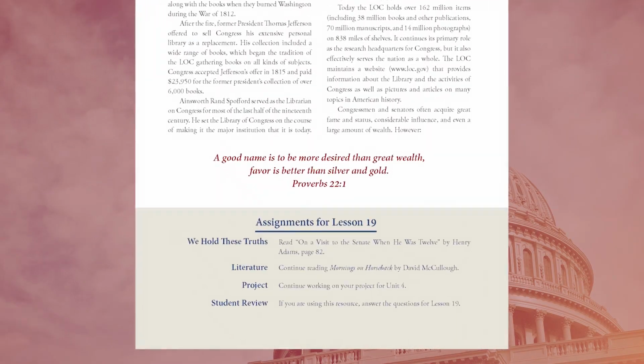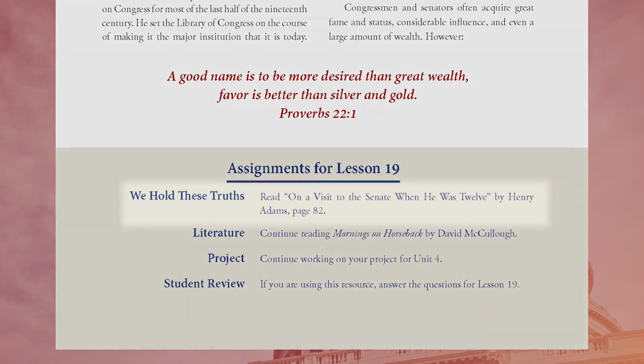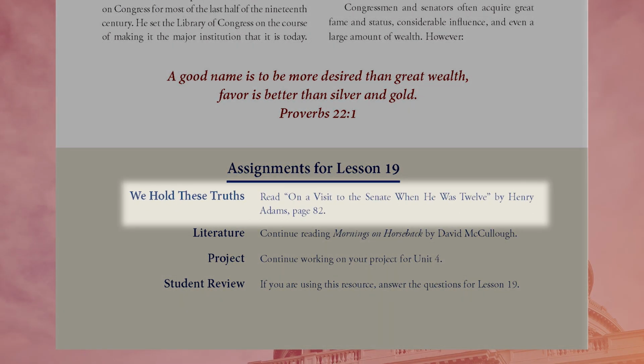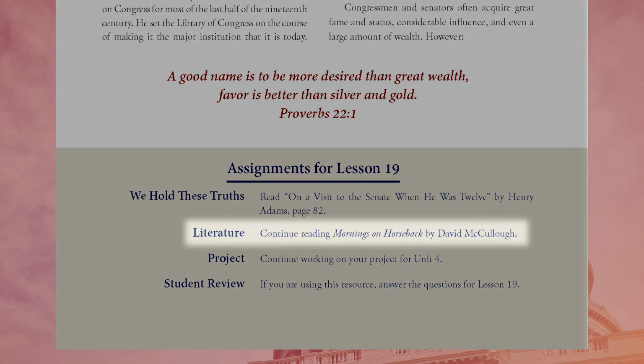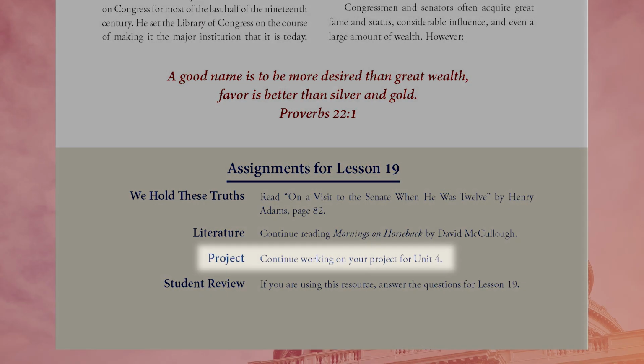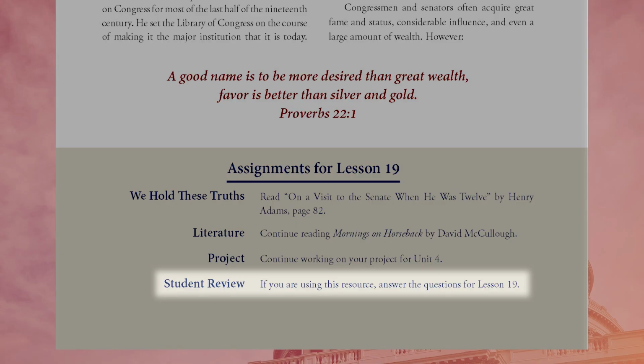The original document in We Hold These Truths for this lesson is a recollection by Henry Adams, grandson of President John Quincy Adams, telling of a time when he was 12 years old and his father took Henry with him onto the floor of the Senate chamber. It's a fascinating perspective. Again, the list of assignments reminds students to read Mornings on Horseback, work on the unit project, and answer review questions.